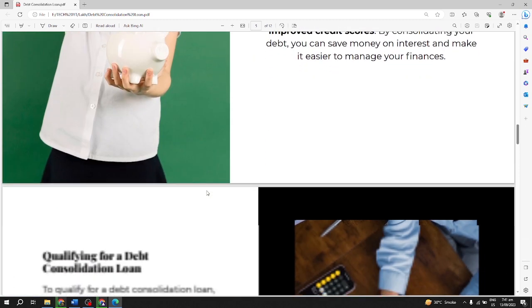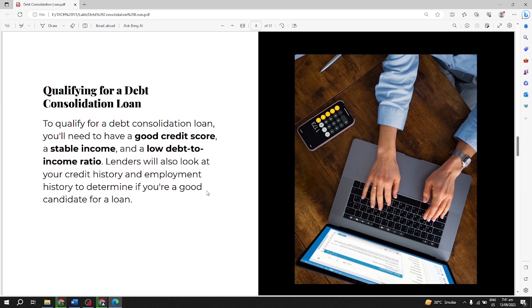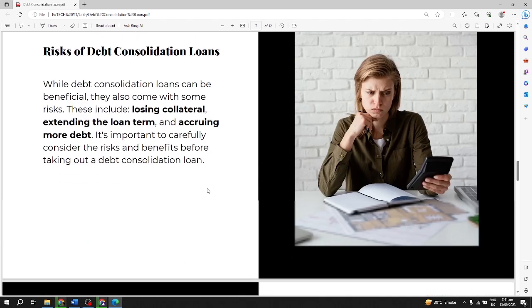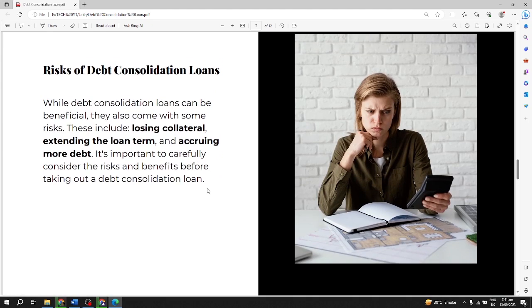So the next slide is qualifying for a debt consolidation loan. To qualify for a debt consolidation loan, you will need to have a good credit score, a stable income, and a low debt to income ratio. Lenders will also look at your credit history and employment history to determine if you are a good candidate for a loan.